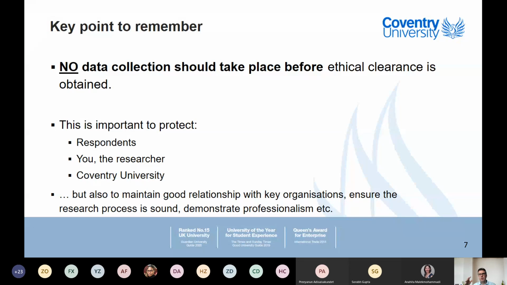I think there is a more general picture there. You want to be able to showcase an image of professionalism. Okay, and the university wants you to showcase an image of professionalism because we don't want to damage our reputation, and we don't want to damage relationships we might have with organizations. So it's important to go through that process for that reason as well.